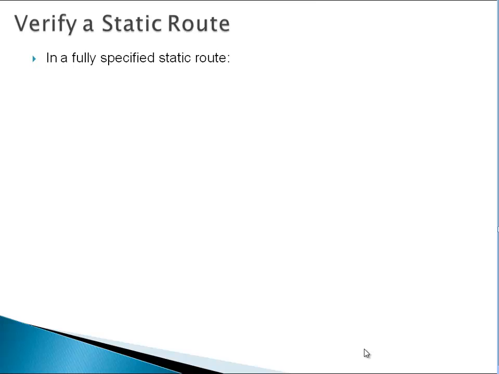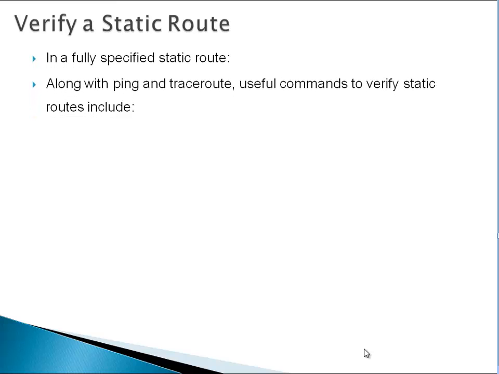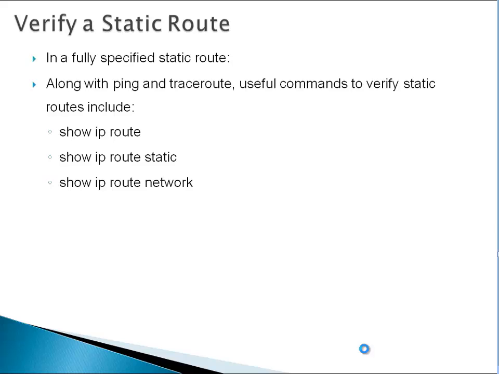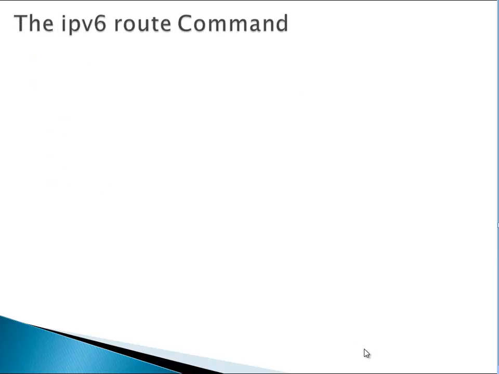To verify a static route, we did earlier, we tested with ping. Apart from using ping and traceroute, to verify it, we do show ip route. Or if we don't want to see the whole routing table, just the static routes, we say show ip route static. Or if you want to see only an individual network, then we say show ip route, then the network.